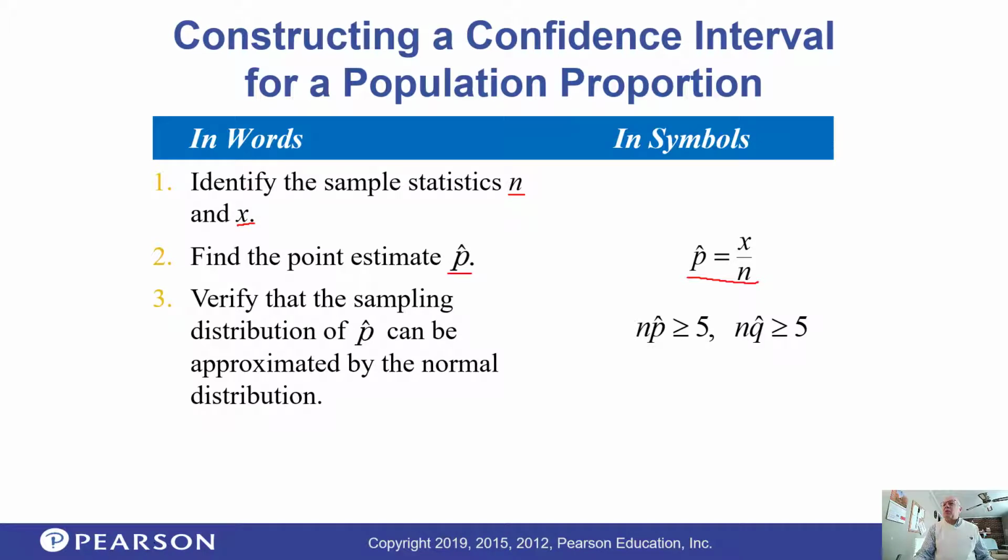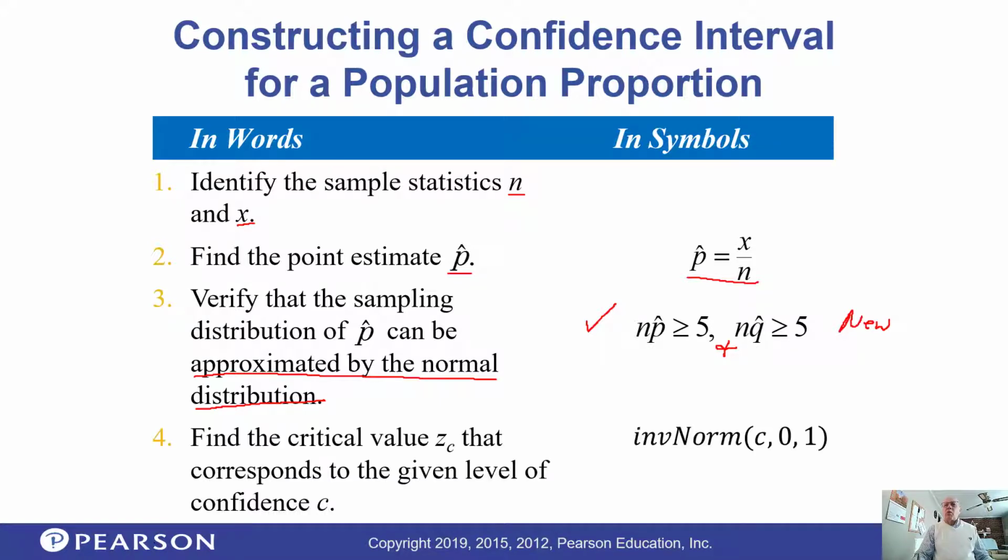Also, this is new. So write this down on your formula sheet. You do have to check these two off. This is the n we just talked about up here, times that p hat. Is that product greater than or equal to 5? You also have to check q. Is n times q hat greater than or equal to 5? If it passes both of those, then you're in good shape. That means your population proportion is approximated by a normal distribution, and we'll be on our way.